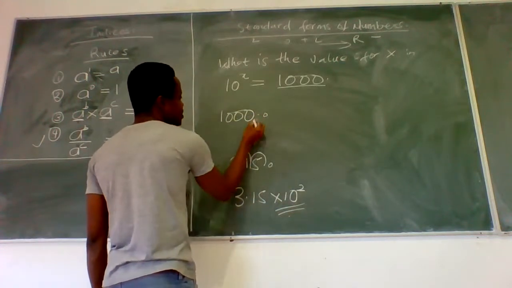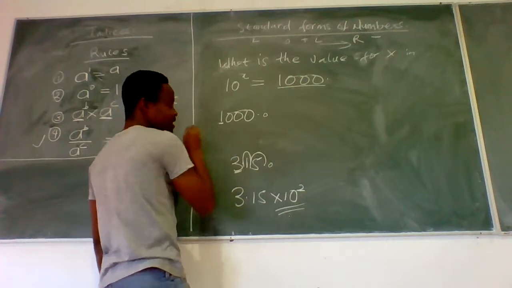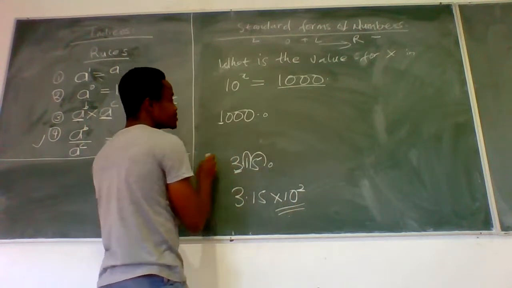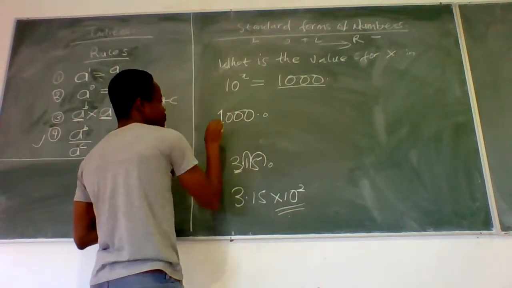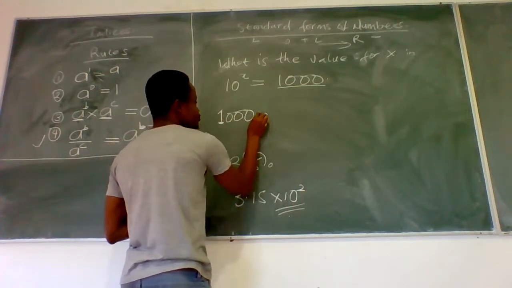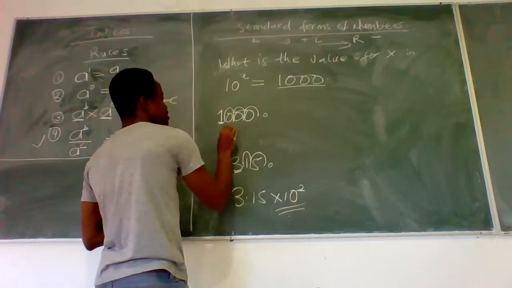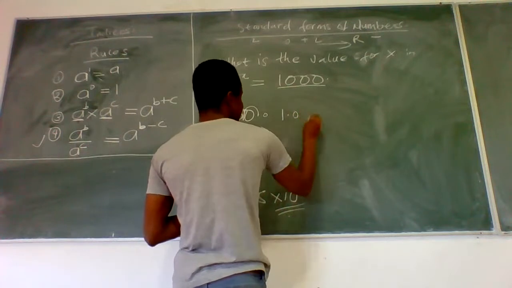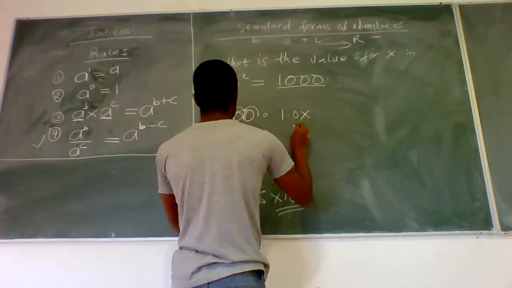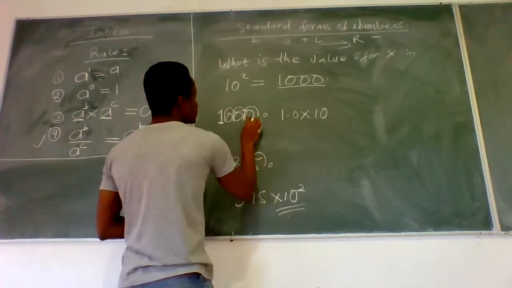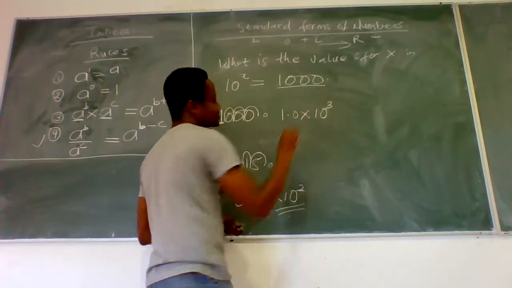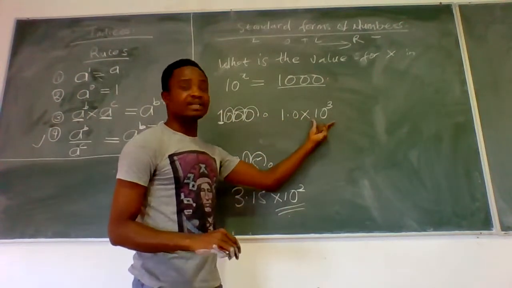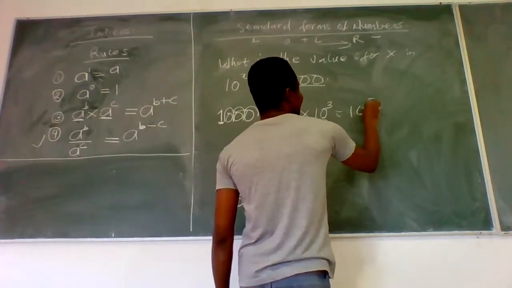So these are dots. How many times will you move to locate your number? And don't forget that the number should be between 1 and 10. So this one qualifies to be the number. So let's locate it. You move 1, 2, 3, from right to left. So you have 1 dot 0. This one has a lot of zeros, so we write this one times 10 exponent 3. So this is what we have. So we just compare this to this. And 1 times 10 exponent 3 is the same as 10 exponent 3.